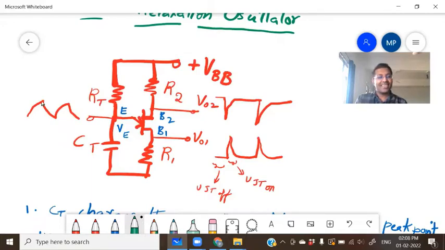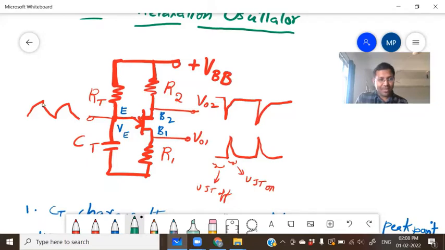Next, here at this point, the transistor turns on. UJT turns on. When UJT turns on, large current will flow into R1, so large voltage. That is the reason the voltage is suddenly jumping high. Okay, right?